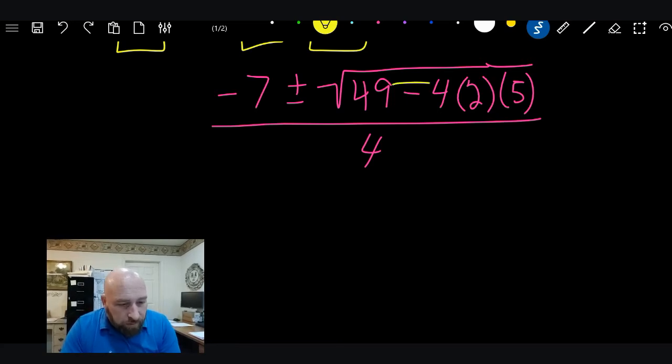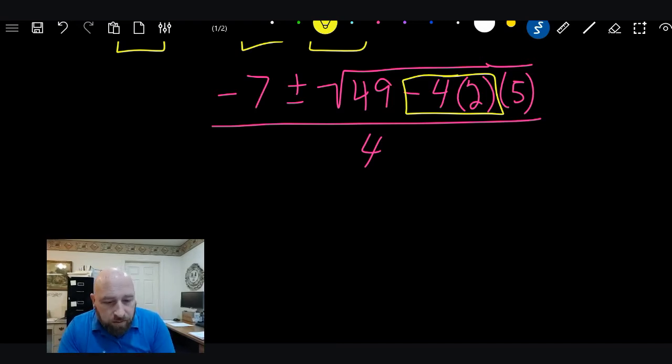Now there's a couple different things you can do with this negative sign. You can actually attach it to the 4, or you can leave it there and do it later. It doesn't matter. It's going to come out the same way. So let's do this. Negative 4 times 2 is negative 8 times 5 is negative 40. Okay. So there's our first thing.